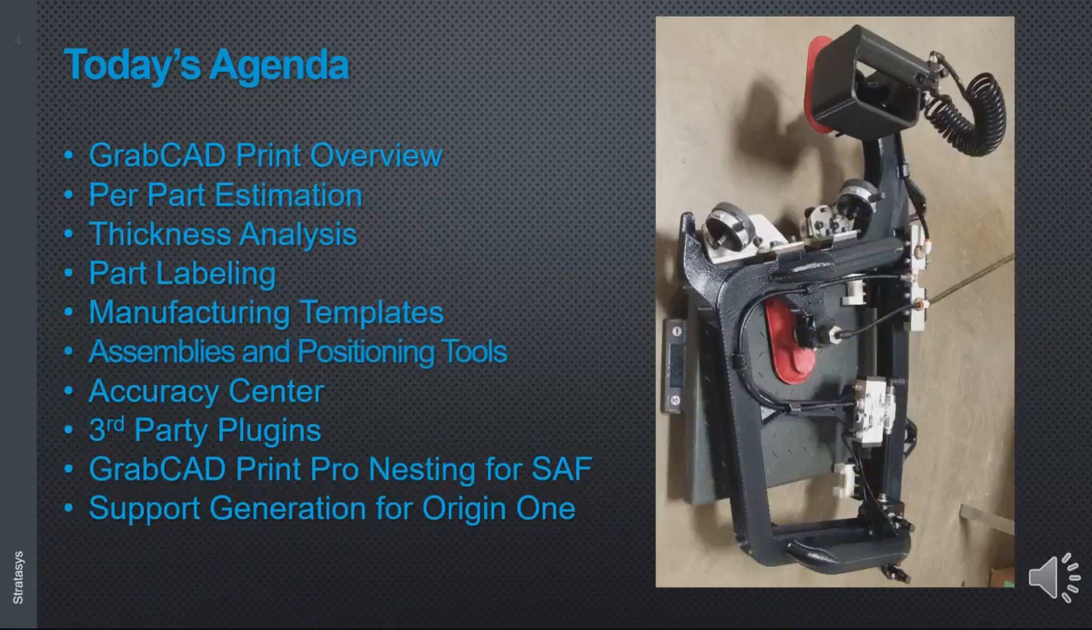So this is our agenda for today. First thing, we're going to talk for just a couple of minutes about what the existing free version of GrabCAD Print can do. Then we're going to get into the Pro features. So the Pro features, we're going to show demonstrations of the per part estimation, thickness analysis, part labeling, manufacturing templates, assemblies and positioning tools, the Accuracy Center. Then we'll talk briefly about the third-party plugins that are available in GrabCAD Print Pro. And then we're going to do a demonstration of the nesting features for the Stratasys SAF H350 machine.